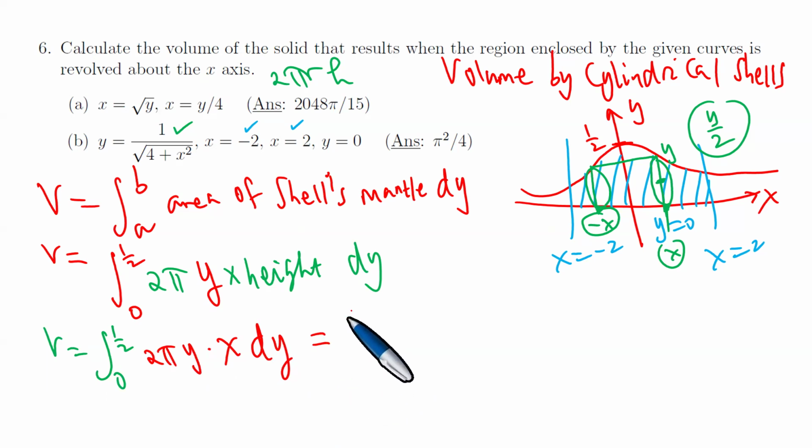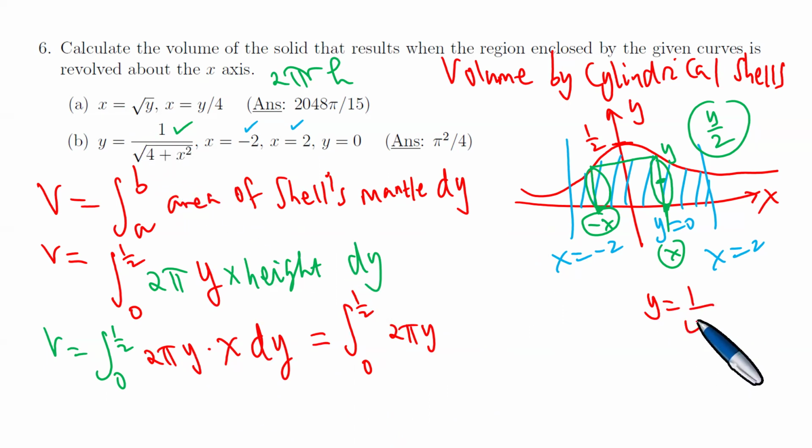Okay, let us just compute this. So it's 0 to 1/2. Okay, so now you have the 2 pi y. What would your y be at this particular point? Right, so you have 2 pi y, and then what is your x? That's what you need. Because you already have a dy, so you need to replace the x by using this particular formula. Y is equal to, according to the given function, 4 plus x squared.